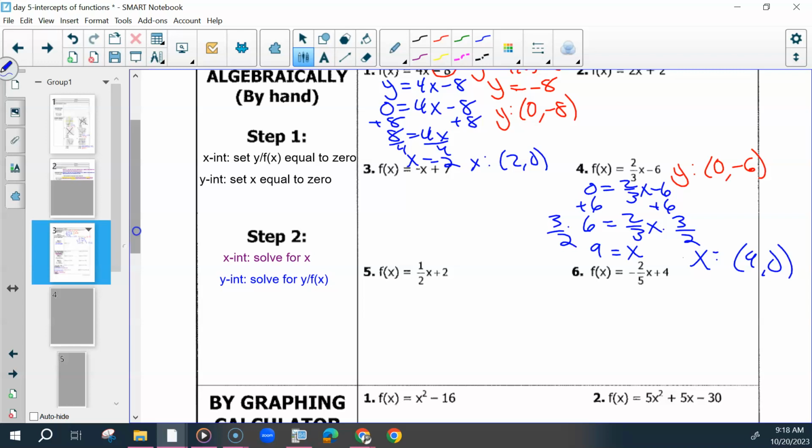Notice that I'm labeling the ordered pairs as x or y, just in case you put your work over here, but you put your answers over here. You still need to label which one is which, so that I know that you know which one is which. Are there any others in 2 through 6 that you want to go over and have questions about?